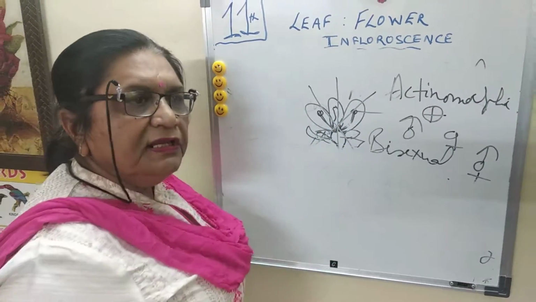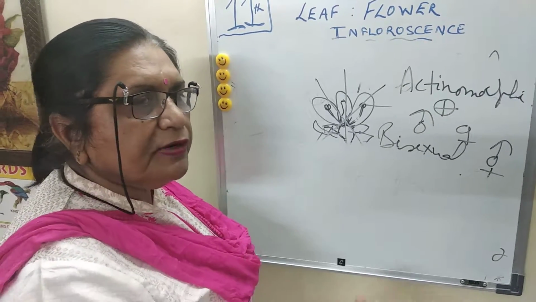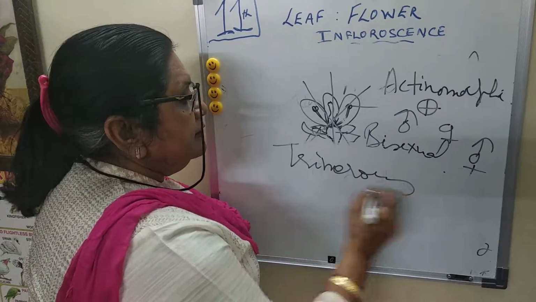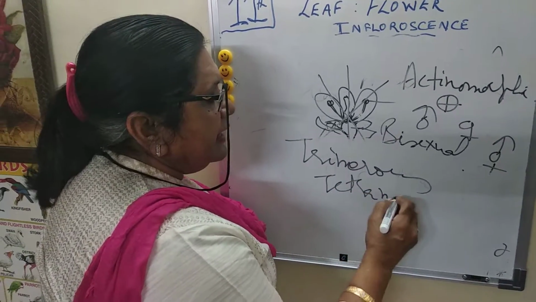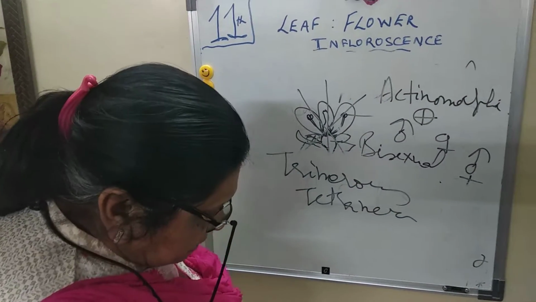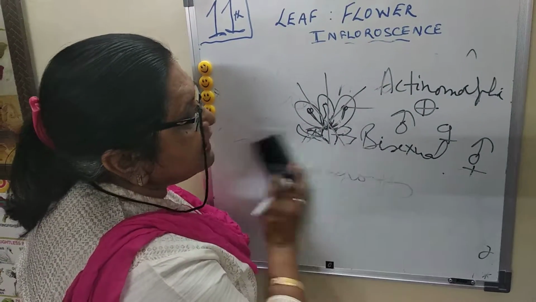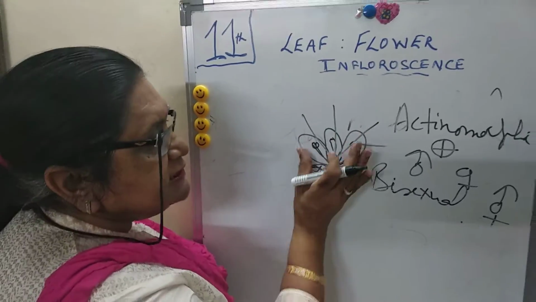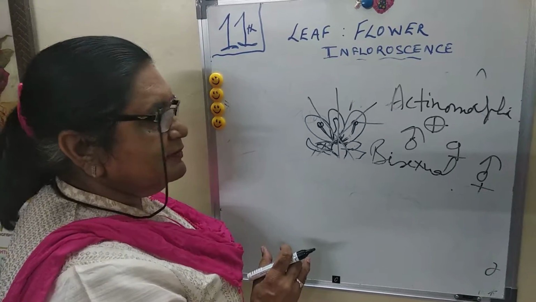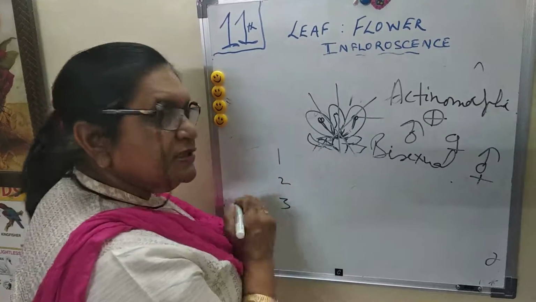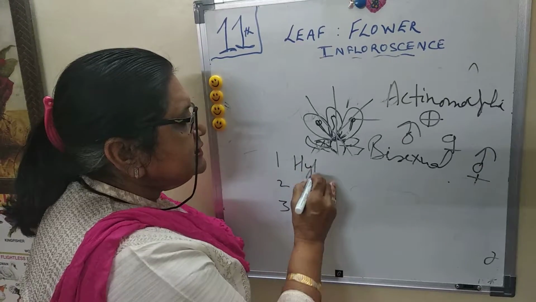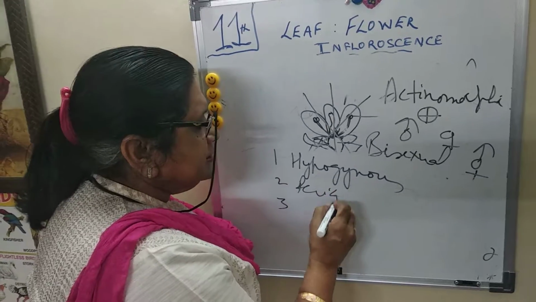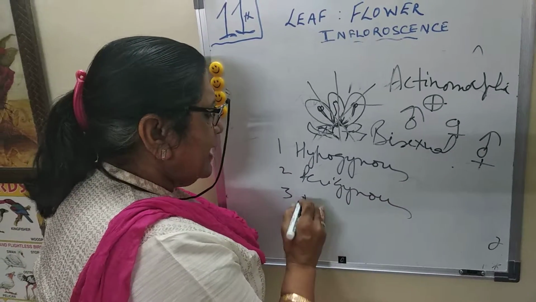So, in other respects, flowers are in various forms. Maybe they are in 3, 4 or 5 numbers. Then it is called trimerous, tetramerous and pentamerous. So that is another condition in actinomorphic and zygomorphic flowers. Then, on the basis of the arrangement of these four parts on the thalamus, the flower position is of 3 types: hypogynous, perigynous and epigynous.